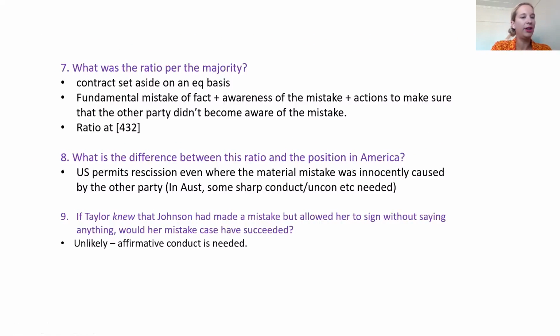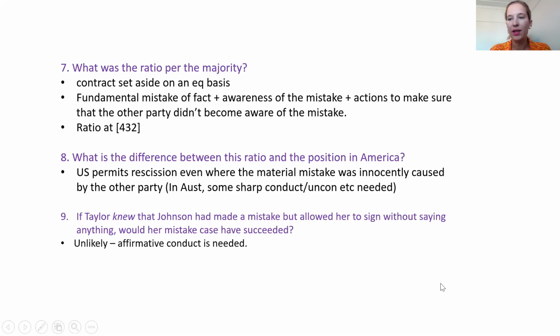In terms of the ratio, the contract was set aside on an equitable basis because there was that fundamental mistake of fact, awareness of the mistake, and some action was taken to make sure that the other party, Mrs. Johnson, didn't become aware of the mistake. And the actual quote is from paragraph 432, where it stated that a party who entered into a written contract under a serious mistake about its contents will be entitled in equity to an order rescinding the contract if the other party is aware that circumstances exist which indicate that mistake and, most importantly, deliberately sets out to ensure that the first party doesn't become aware of the mistake.